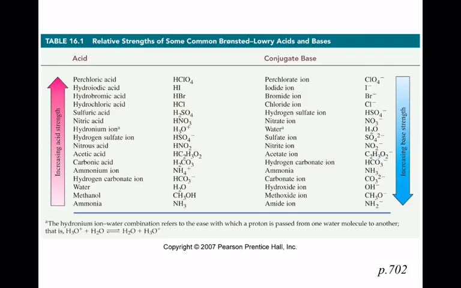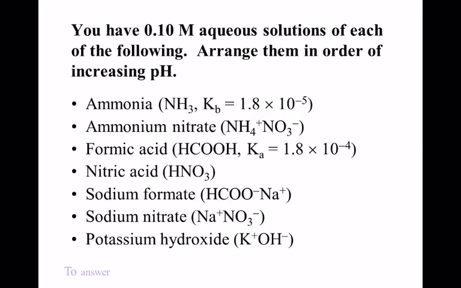Actually, this table is going to be helpful for your homework. I don't think we'll get to the homework slide, but this is a classic, so I want to take a minute to look at it. What if you have all these solutions and they make your eyes go buggy? How do you arrange them in order of increasing pH, so increasing basicity? Your most acidic will be first.